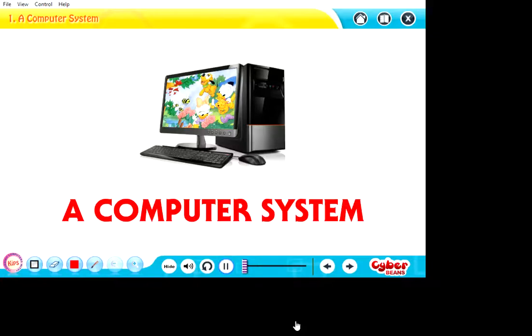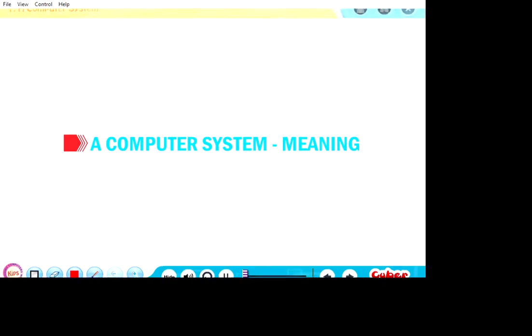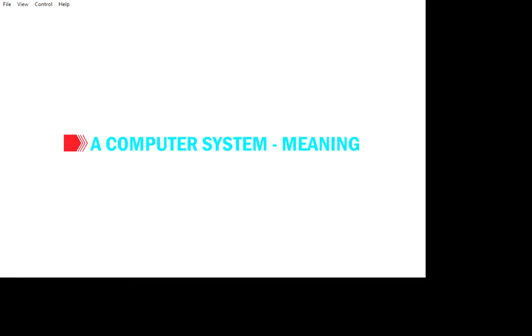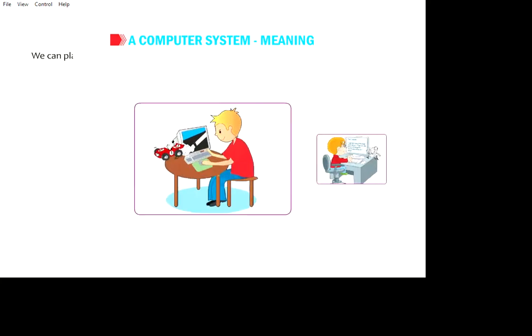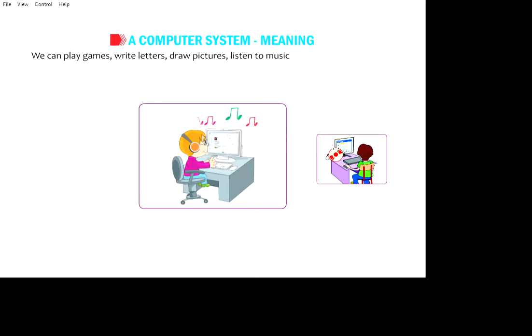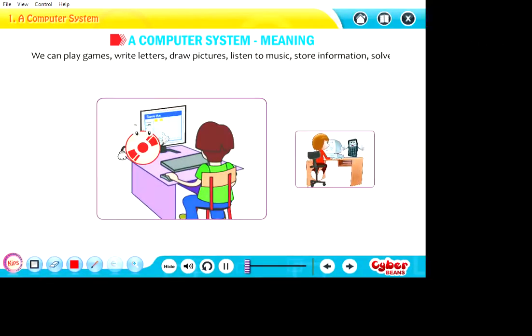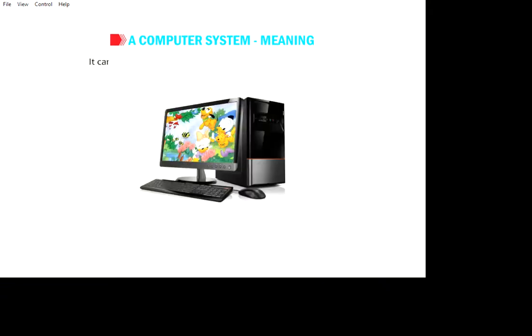Computer system. Okay, now let us talk about a computer system. Meaning, computer is a useful machine. It is used in almost every sphere of life. We can play games, write letters, draw pictures, listen to music, store information, solve mathematical problems, etc. It can work very fast and can do many jobs at the same time.